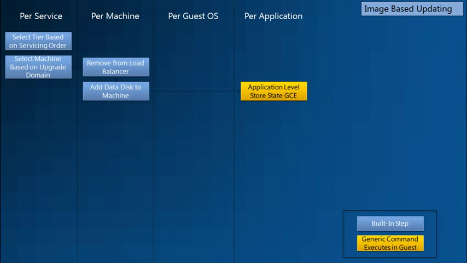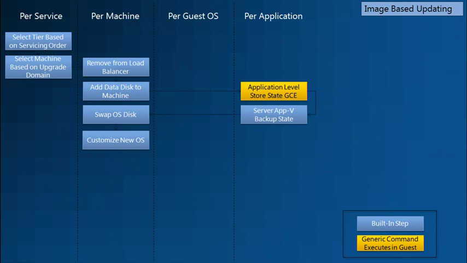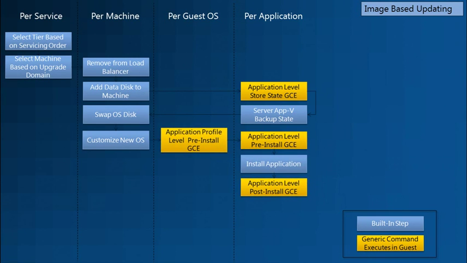So we add this data disk, we save off any Server App-V state, we've swapped the OS disk, so we keep the virtual machine in place, we give it the new VHD that you specified, we re-specialize that VHD based on the guest OS profile settings and so forth, and then after that VHD has been customized, and the VM's been specialized, we'll go ahead and re-execute all the application installation and bring back any state.